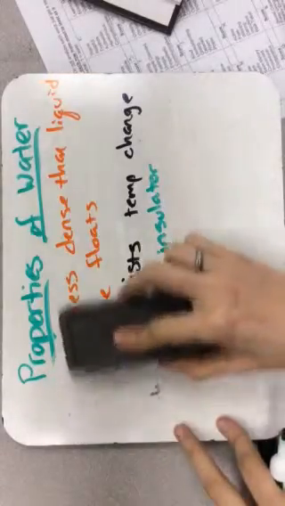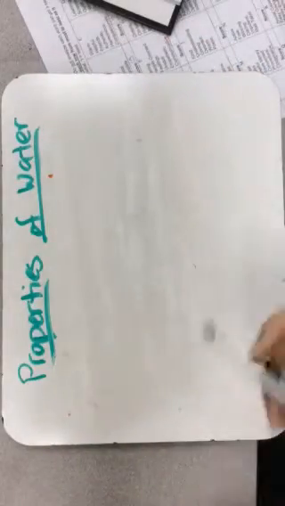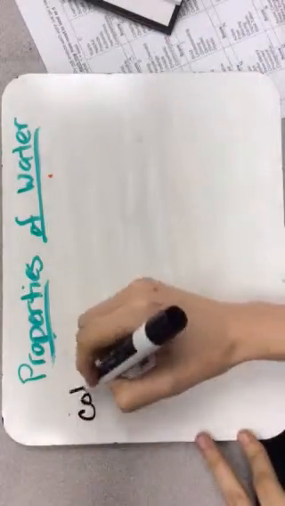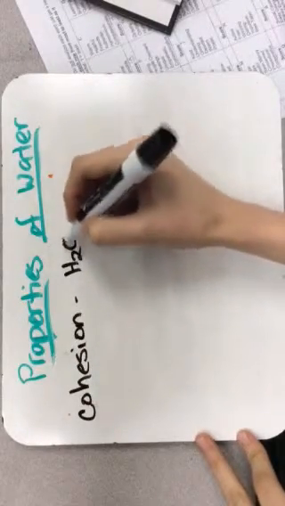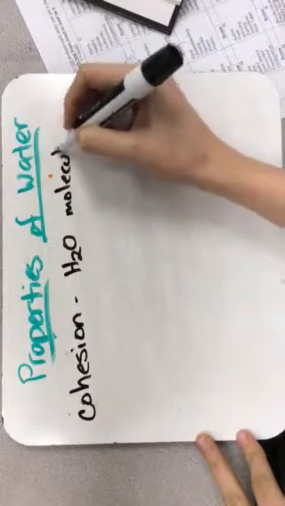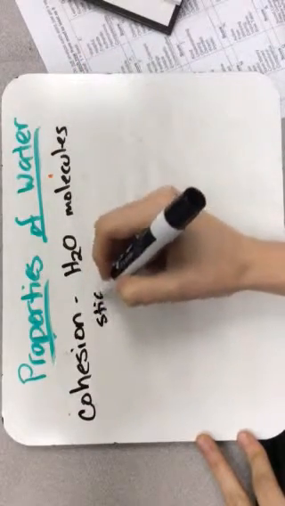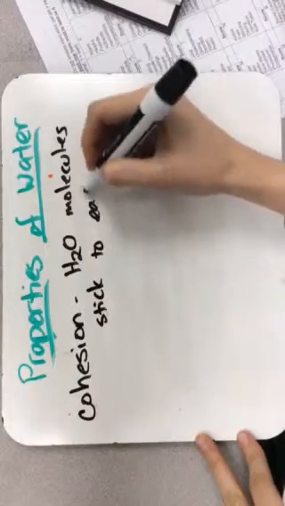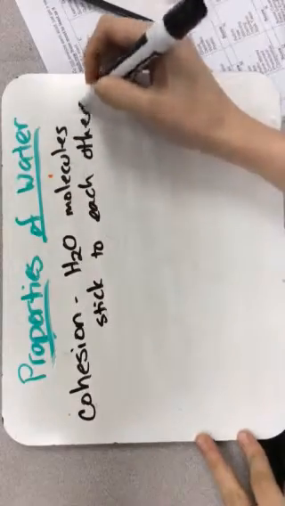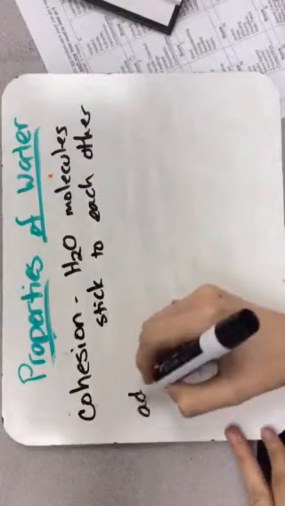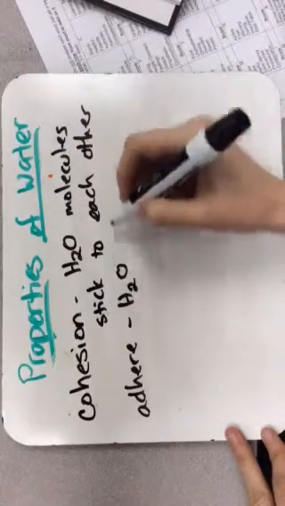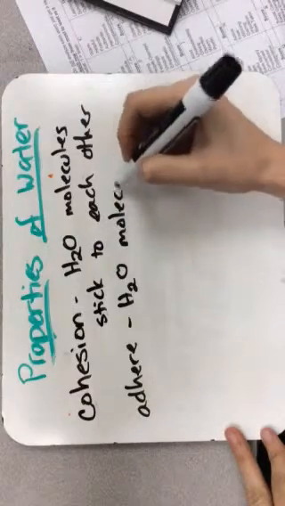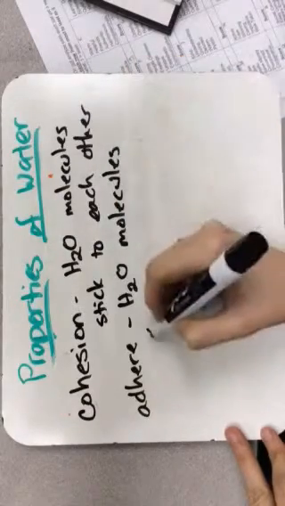All right, let's look at a couple more words and then we'll finish up the properties of water since we talked about this in class. Cohesion is when H2O molecules stick to each other. And adhesion, if something adheres, if something is sticking, is when water molecules stick to other substances.